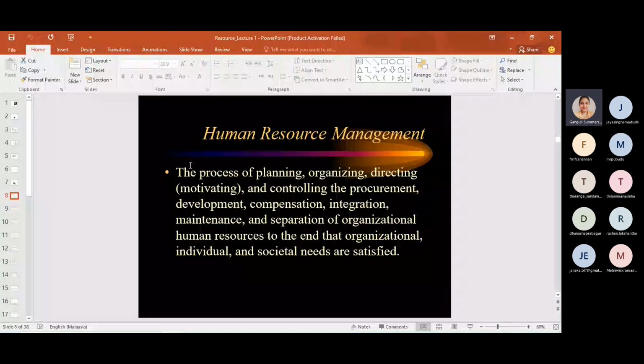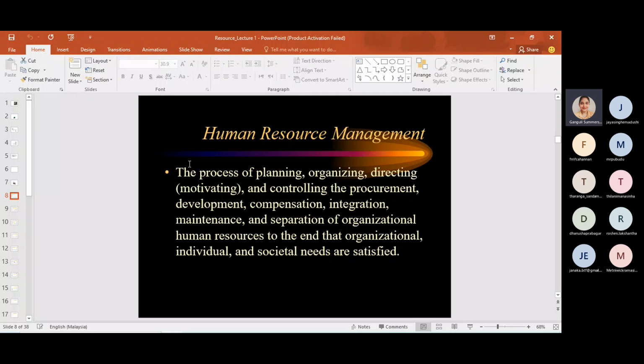So we learned what human resources are. Now let's look into human resource management. So what is human resource management? Human resource management is the process of planning, organizing, directing, and controlling the procurement, development, compensation, integration, maintenance, and separation of organizational human resources to the end that organizational, individual, and societal needs are satisfied.